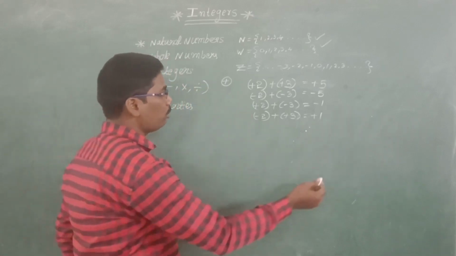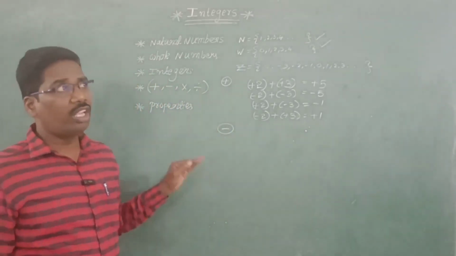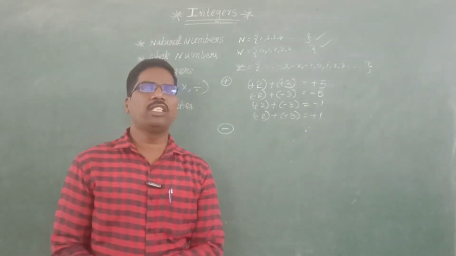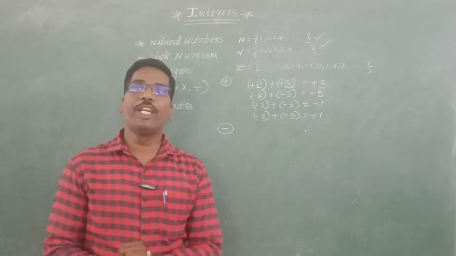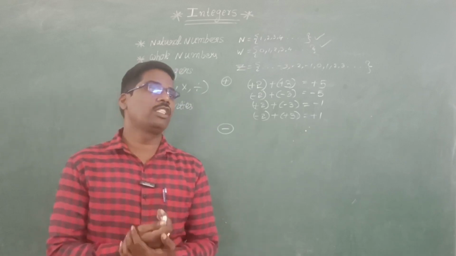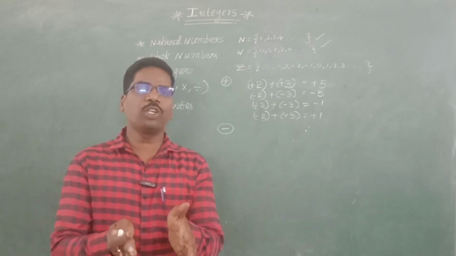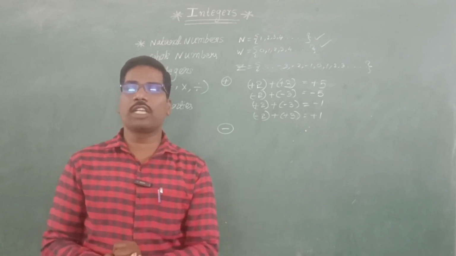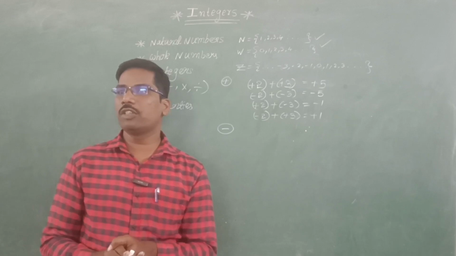Before going to multiplication, I will explain subtraction. It's a very easy method. If you want to do subtraction in integers, you have to know one thing, that is additive inverse. What is additive inverse? If you add any two numbers and the resultant is 0, then the two numbers are called additive inverse to each other.